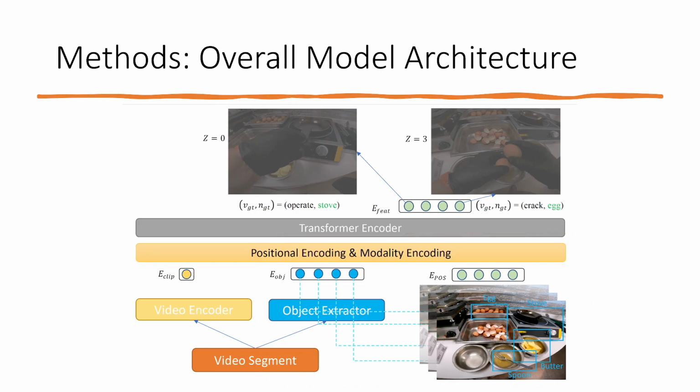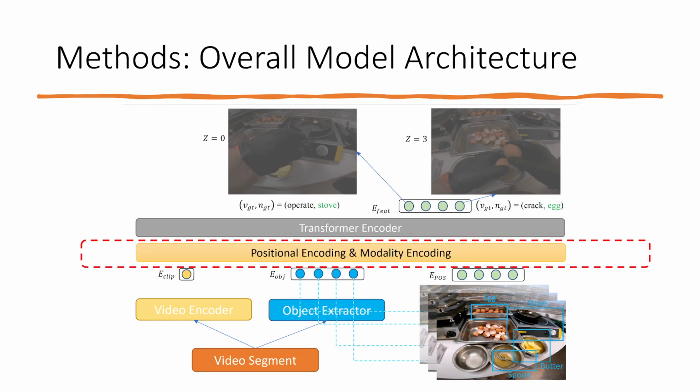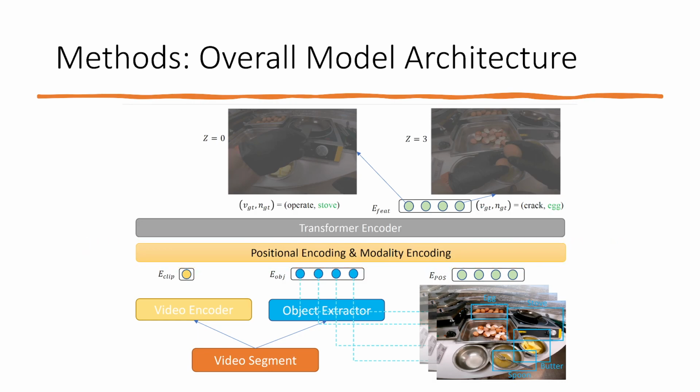After that, our predictive transformer encoder, PTE, encodes Z learnable tokens with E-position to compute the future E-feature for action anticipation. A decoder in the network is applied on the E-feature to predict actions, which are verb and object pairs.